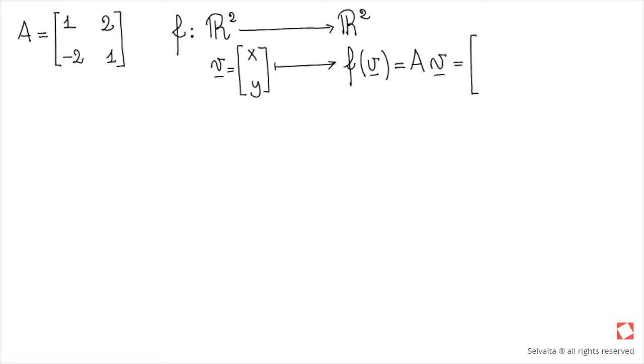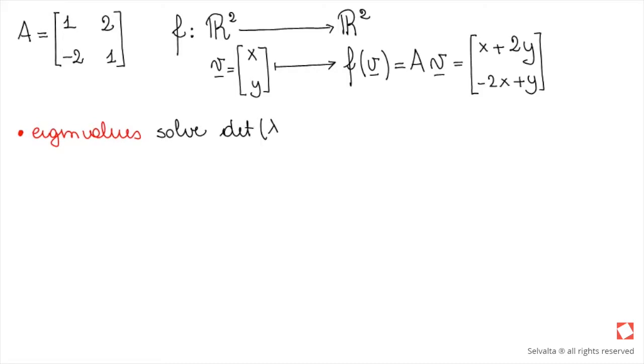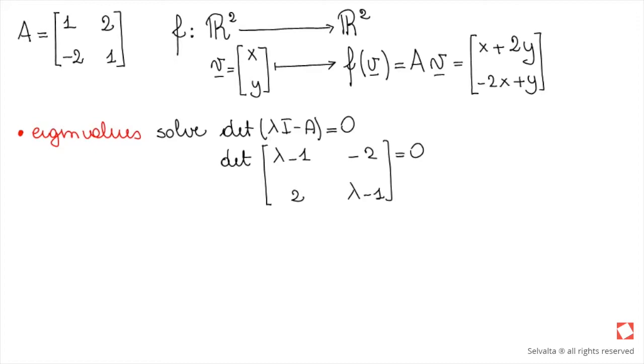That is the vector having in the first row the element x plus 2y, and in the second row the element minus 2x plus y, the result of the multiplication of A times v. The eigenvalues solve the characteristic equation, then solve the determinant of lambda I minus A equated to 0. That is the determinant of the matrix lambda minus 1, minus 2, 2, lambda minus 1, in this case, equal to 0.